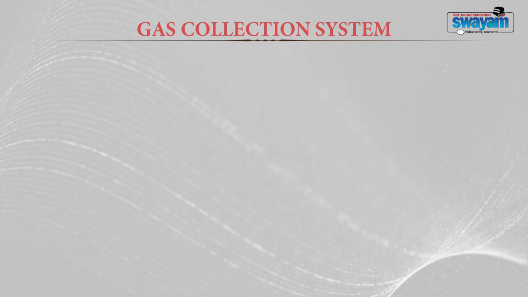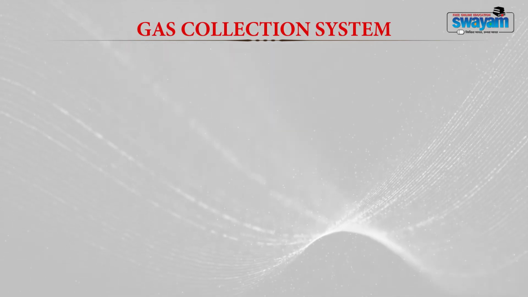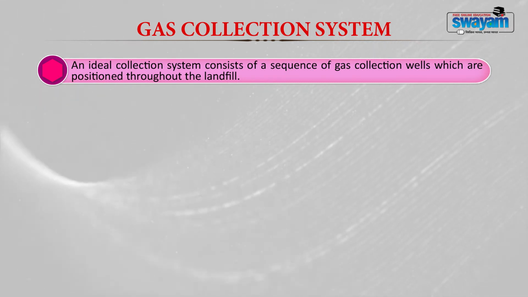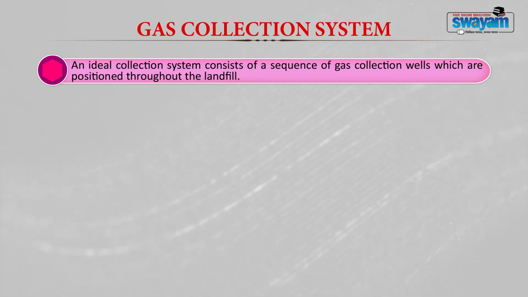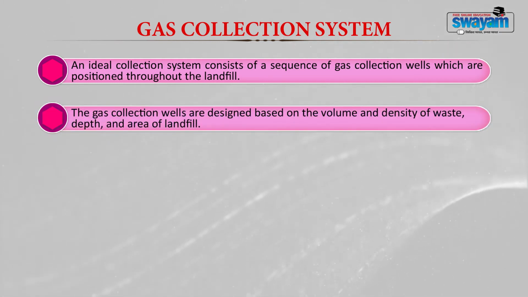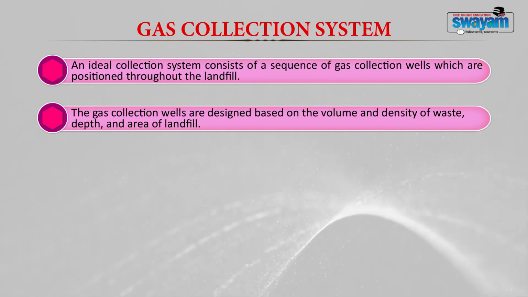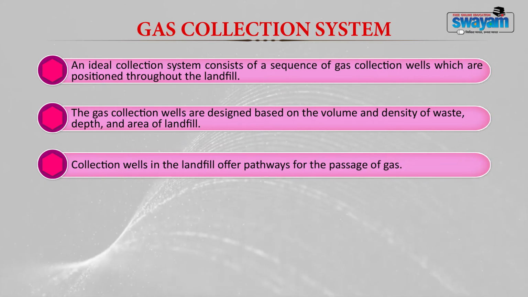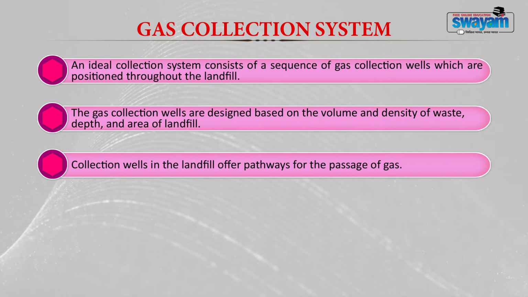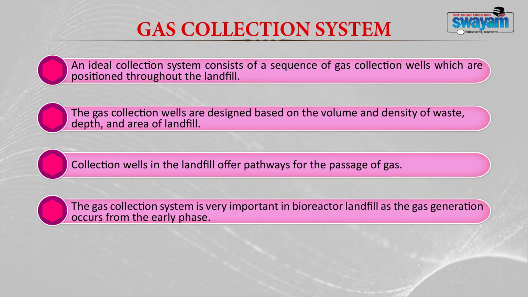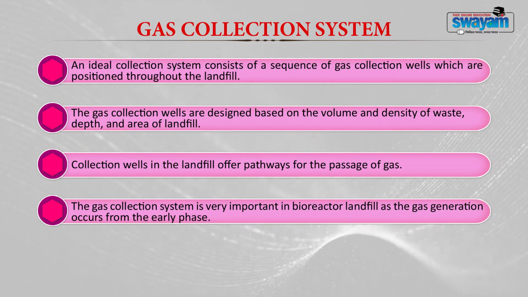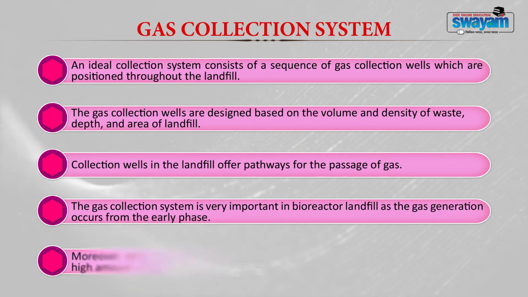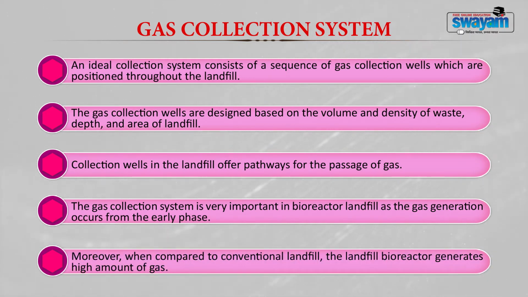The next component is your gas collection system. An ideal gas collection system generally consists of a sequence of gas collection wells which are positioned throughout the landfill bioreactor. They are designed based on the volume and density of waste, depth and the area of landfill. The wells are designed in a way that will facilitate easy passage of gas. The gas collection system is one of the important components in a landfill bioreactor, because the gas generation occurs in the early phase and more gas is generated throughout the process.